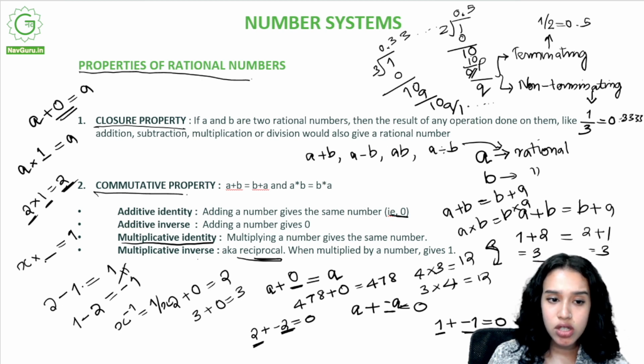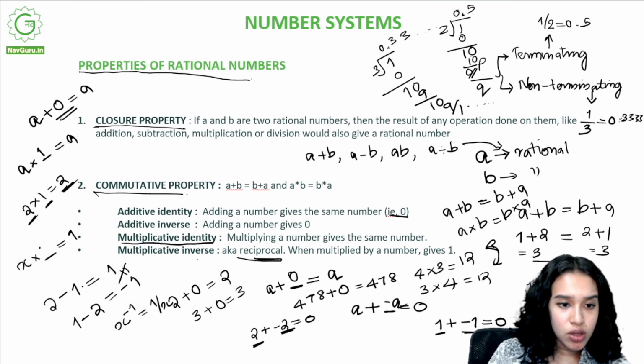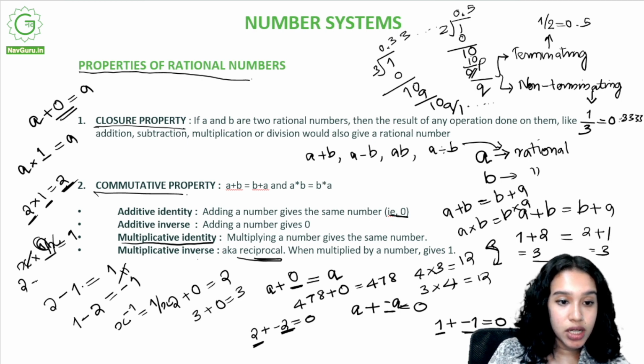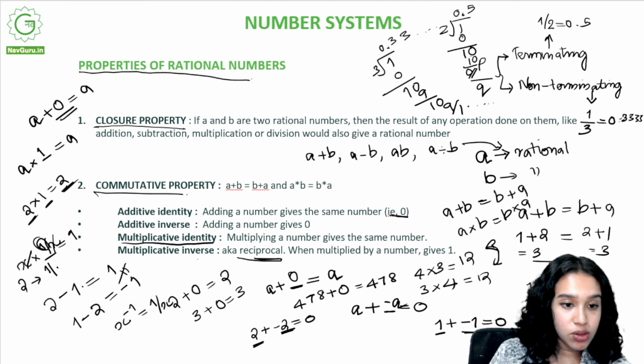To make it simple, we're just saying that we need to get 1 as the answer and we have a number here. So what should we multiply it with? We should multiply it with 1 by x so that the x and x would cancel out and we get 1. So what is the multiplicative inverse of 2? The multiplicative inverse of 2 is 1 by 2, because 2 into 1 by 2 gives me 1.